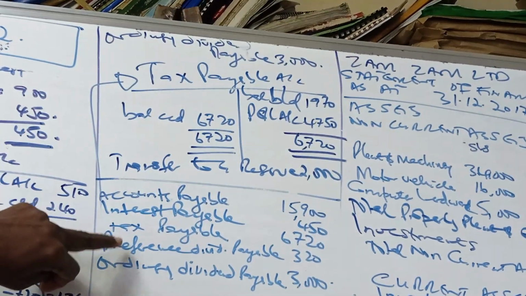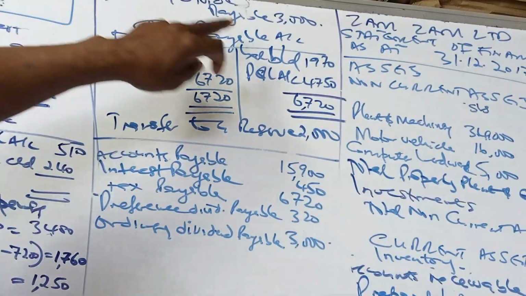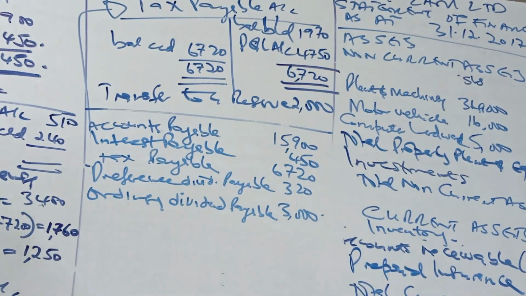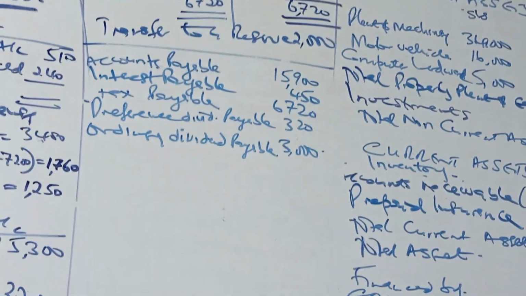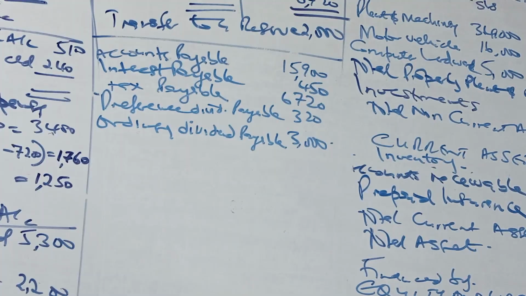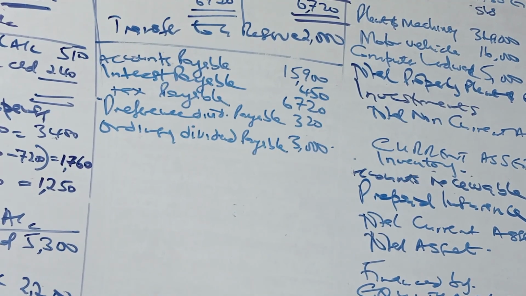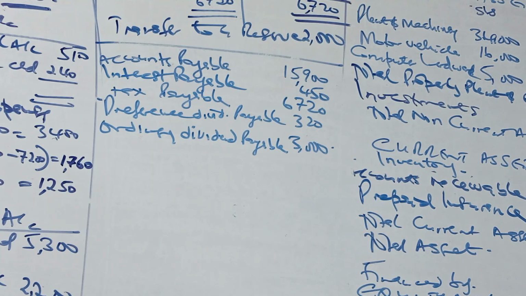The tax payable we have captured. Ordinary dividend payable we have captured. So I want us to check through the trial balance to find out if we have any other current liabilities which we have not captured. I can see that there is one. So we try to add them up.